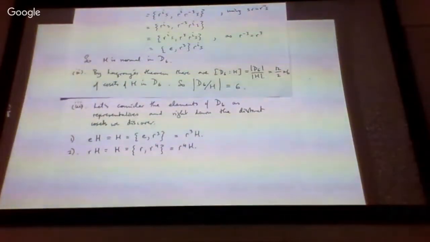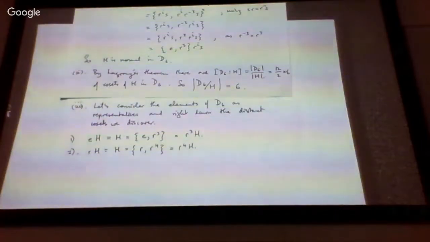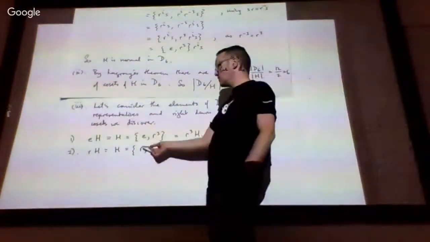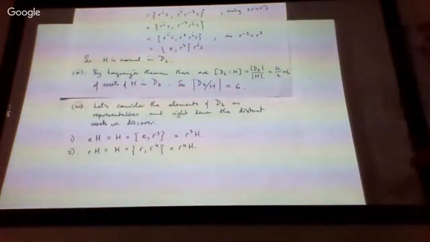But remember the fundamental property of R: R to the 6 is the identity. So R to the 7, you should interpret the exponent modulo 6. 7 modulo 6 is 1. So again, we would just get R4 and R from R4H.